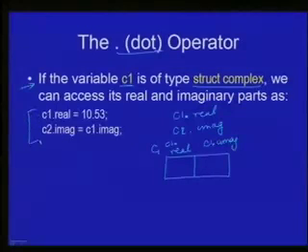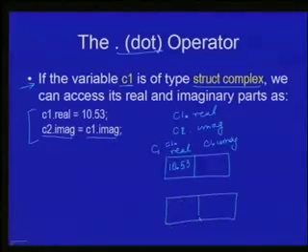And as these assignment statements show, these expressions can be used on either side of an assignment. So C1.real equal to 10.53 would essentially assign the value 10.53 to the real part of the structure C1, and C2.image assigned C1.image will copy the value of C1.image, that is the imaginary part of the variable C1, to the imaginary part of the variable C2.